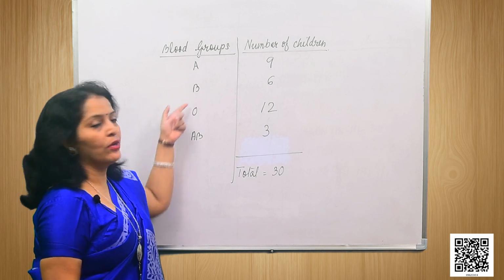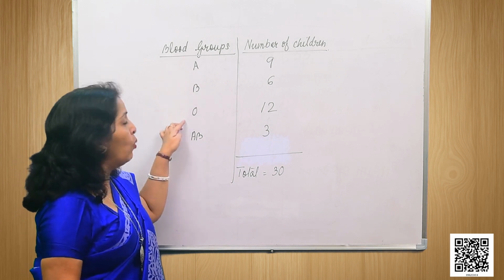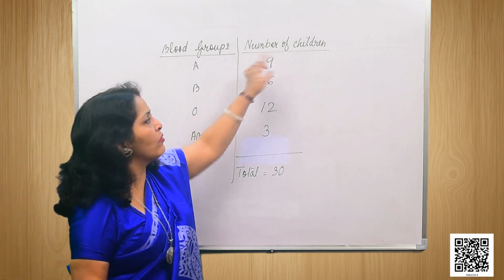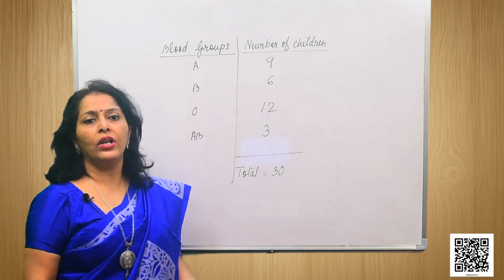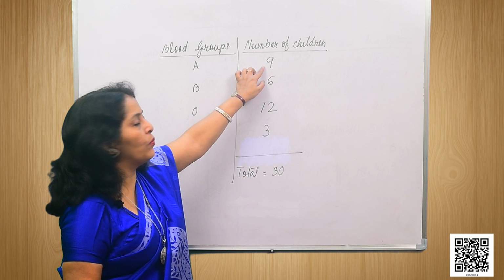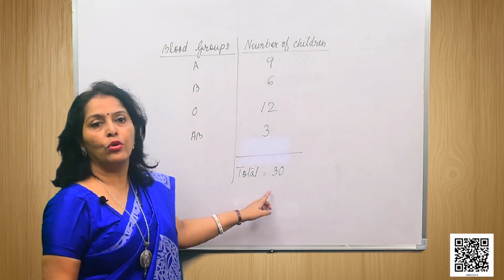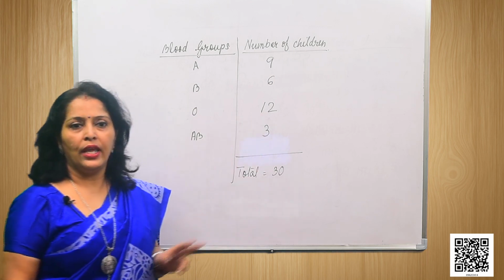There were 4 blood groups in the list. They are A, B, O and AB. And this side I have calculated the number of children in each group. Now I have seen that there are a total of 9 children with group A and 6 children with group B, 12 with O and 3 with AB.